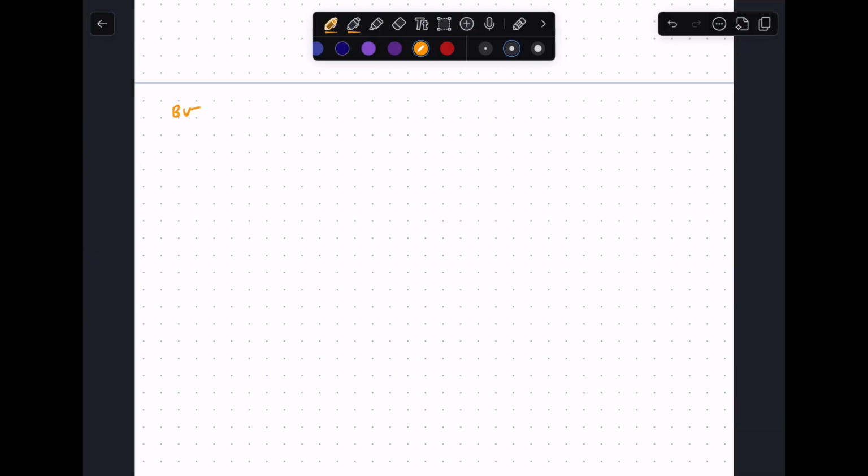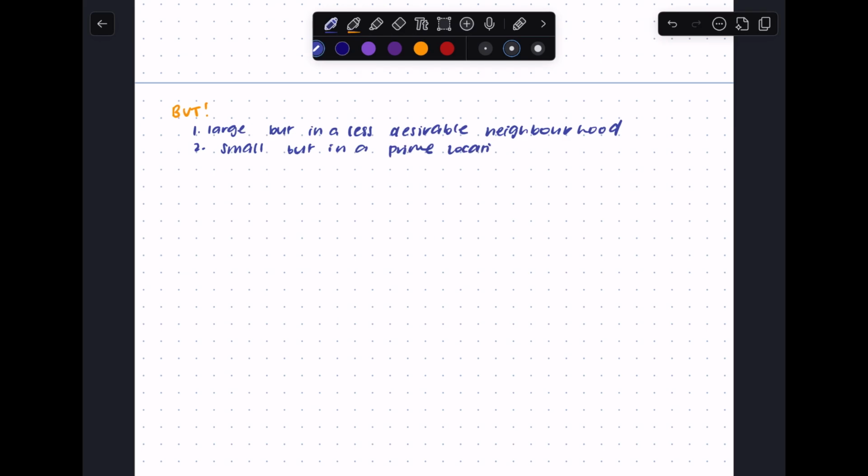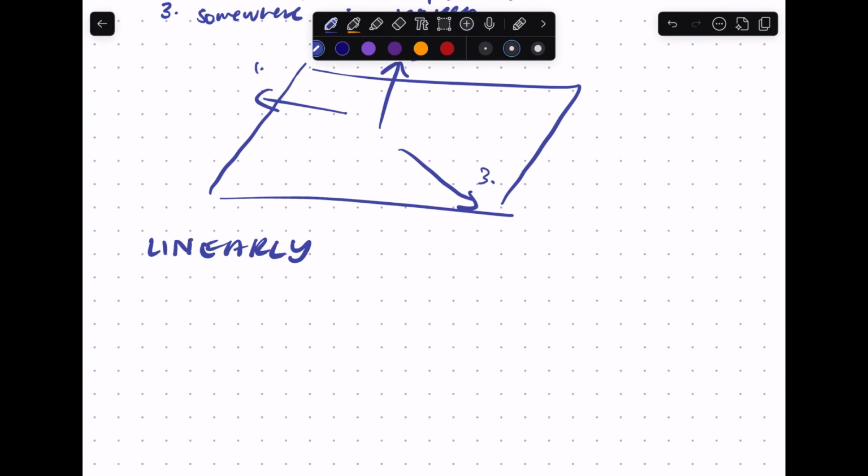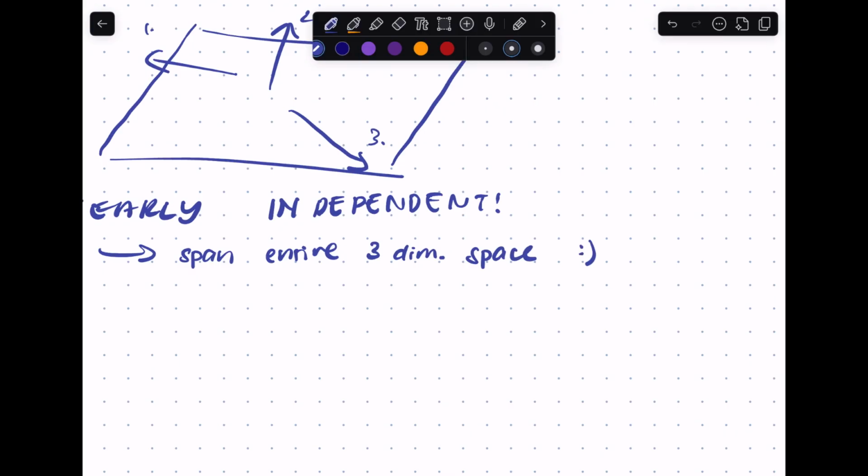But if each apartment captures a different relationship between the three features, maybe one is large but in a less desirable neighborhood, another one is small but in a prime location, and a third is somewhere in between, then they point in different directions in the space. That means they're linearly independent, and together they span the entire three-dimensional space of possible apartments.